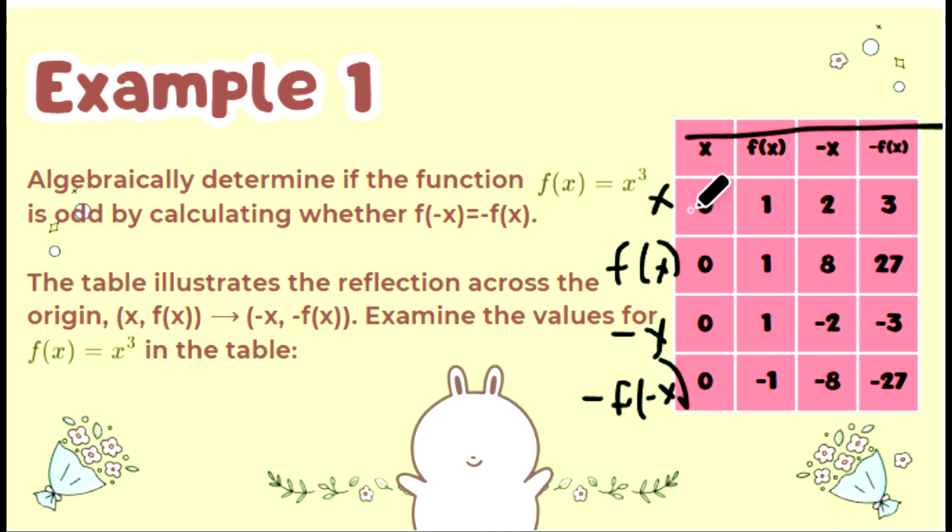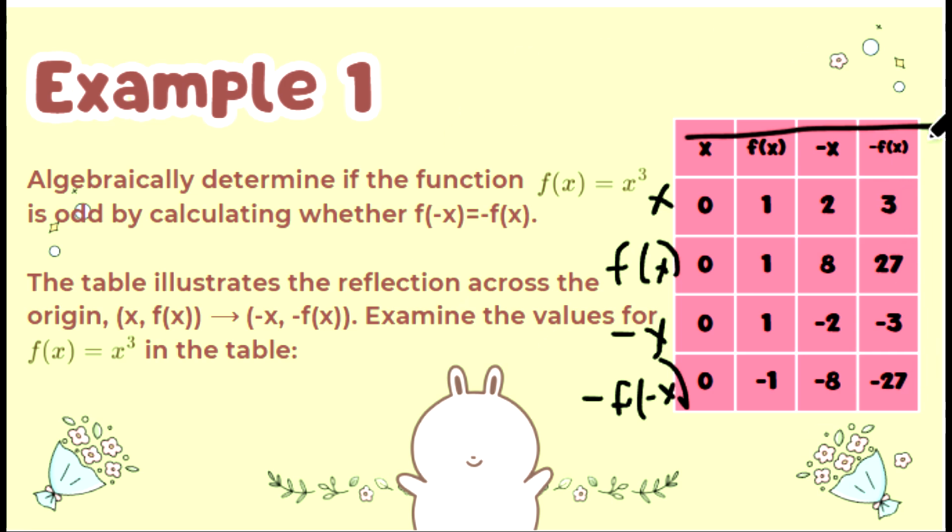So when x is 0, f of x is 0. When x is 1, f of x is 1. When x is 2, f of x is 8, because it's 2 times 2 times 2. When x is 3, then f of x is 27. Okay? Then, when negative x is 0, negative f of negative x is 0. When negative x is 1, then negative f of negative x is negative 1. Okay, all of these signs just switched. Positive becomes negative, positive becomes negative, positive becomes negative, positive becomes negative.